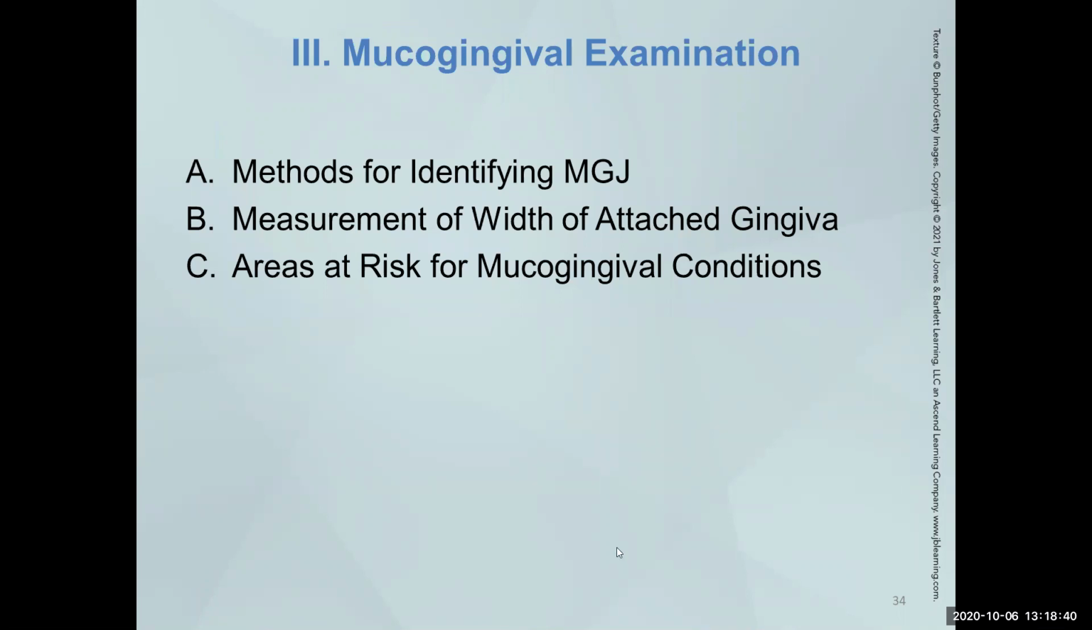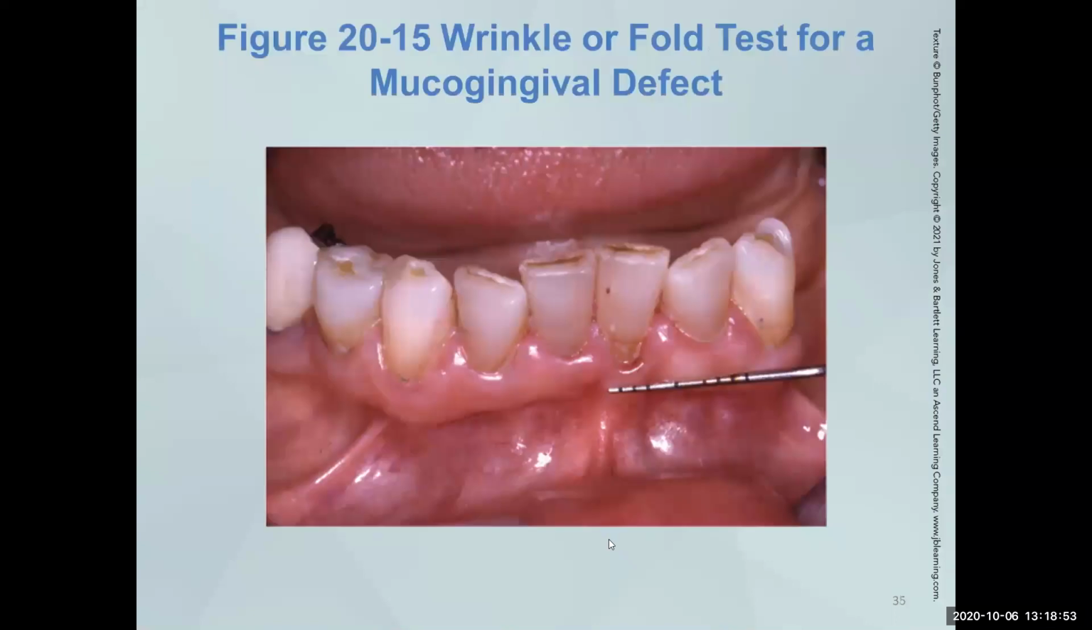Mucogingival defects: you have seen some pictures of those where you have 1 millimeter or less of attached tissue. You run the risk of losing the tooth if you lose the attachment. That junctional epithelium is a barrier for bacteria to go all the way down the root of the tooth. If you don't have that thin barrier, bacteria is going to go in there.